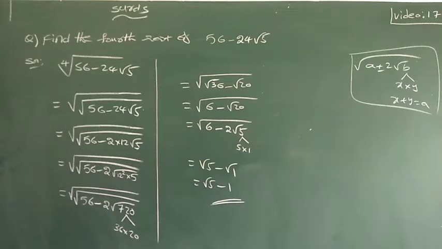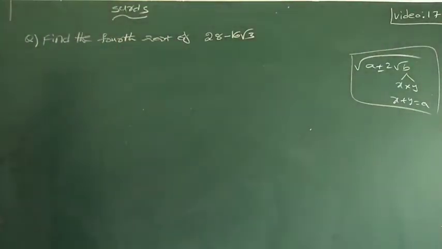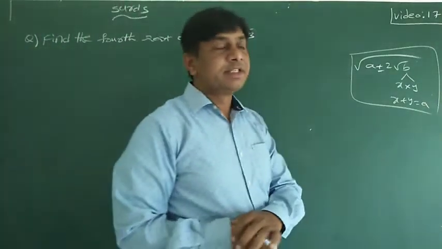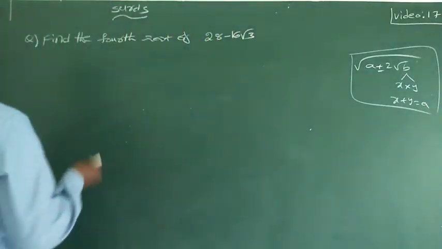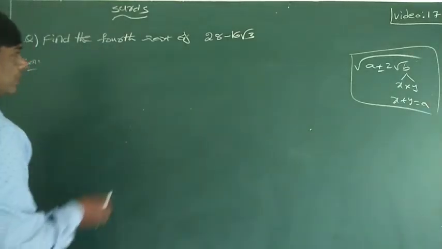Okay, in this way, one more question I will explain. Understood? Concept. Next one, next problem. Next question: find the fourth root of 28 minus 16 root 3. So same procedure as what I did previously.